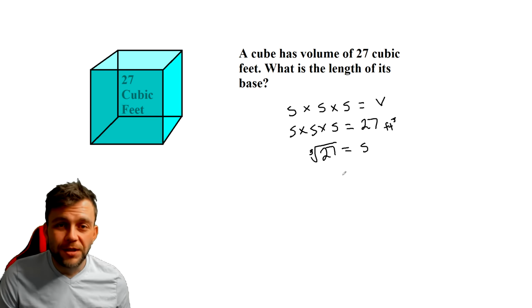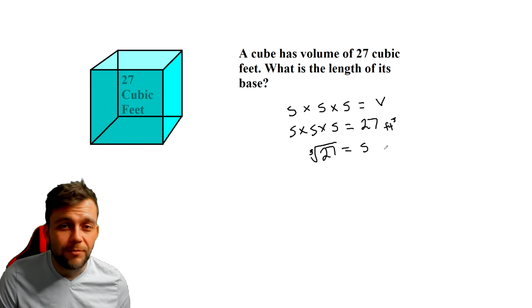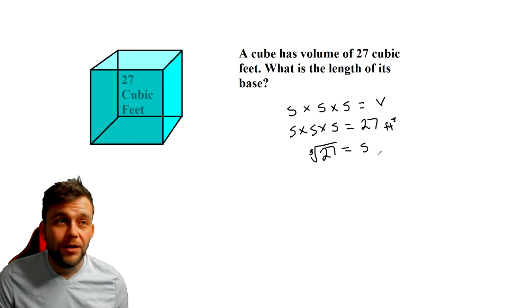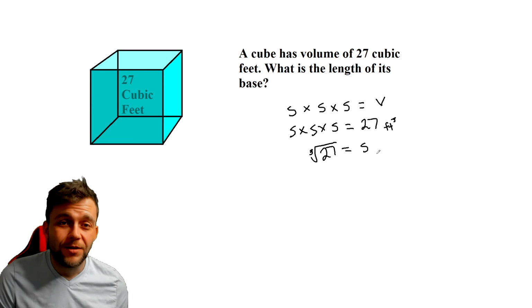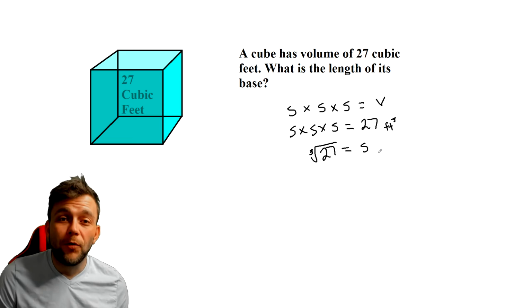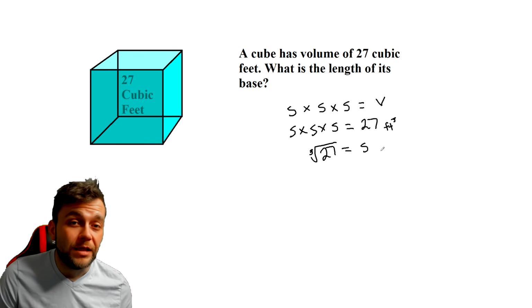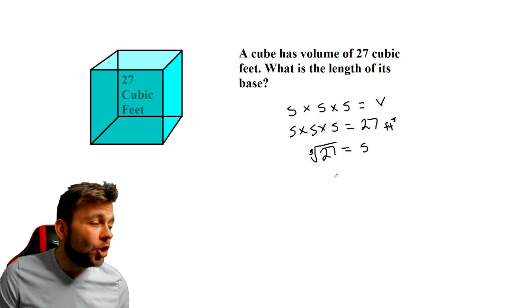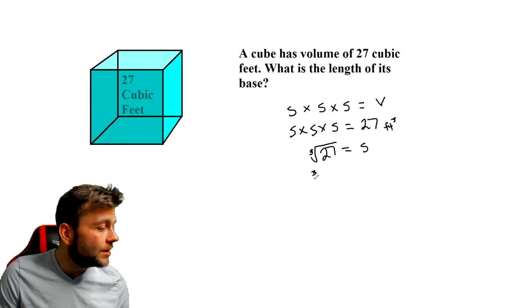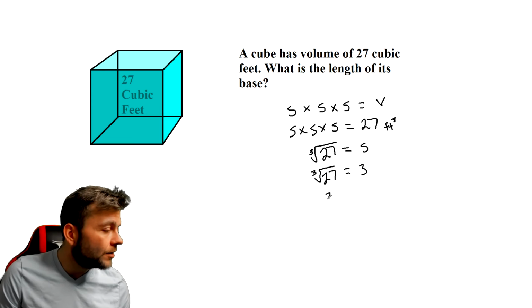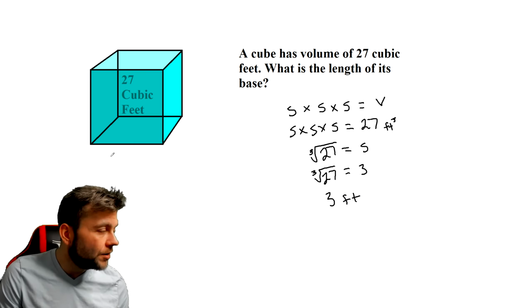So just think. So 2. So what's 2 times 2 times 2? Well, 2 times 2 is 4, times 2 is 8. So it's not 2. What about 3? 3 times 3 is 9, times 3 is 27. So the cube root of 27 is 3. And in other words, 3 feet is our answer. So the base here would be 3 feet.